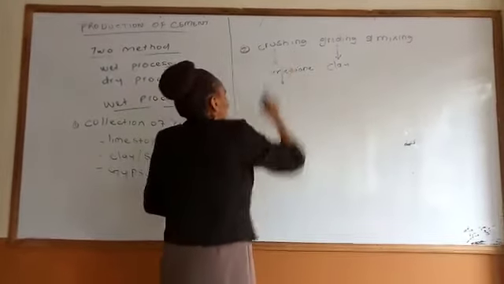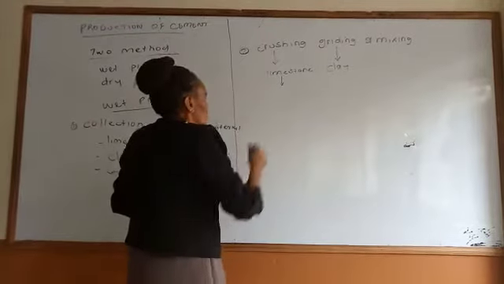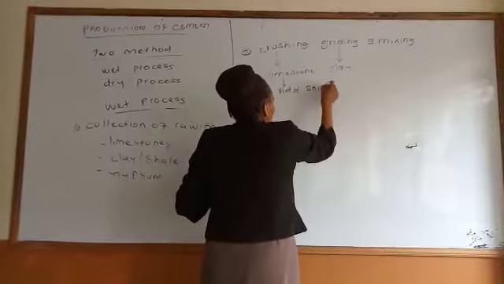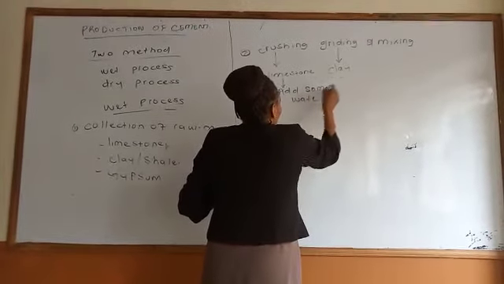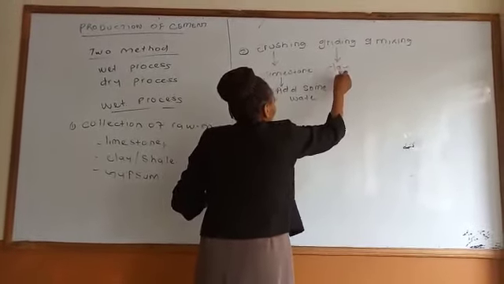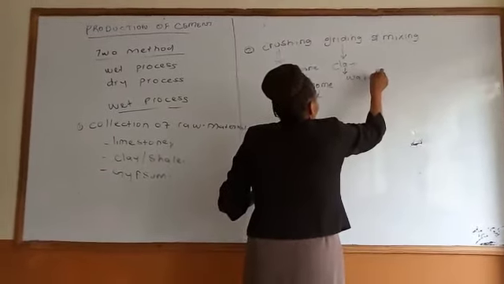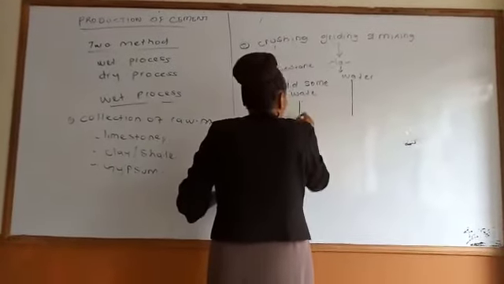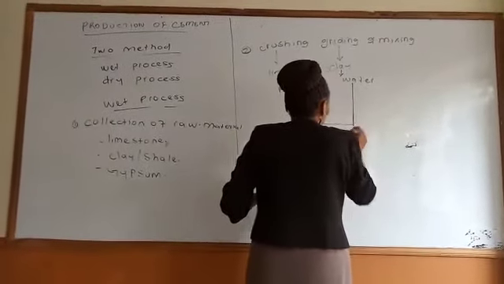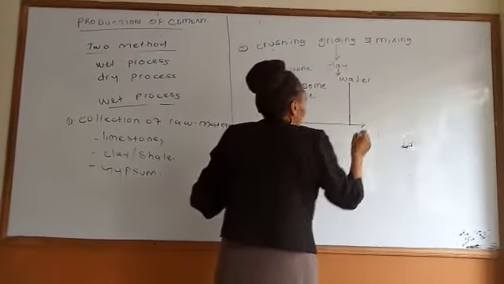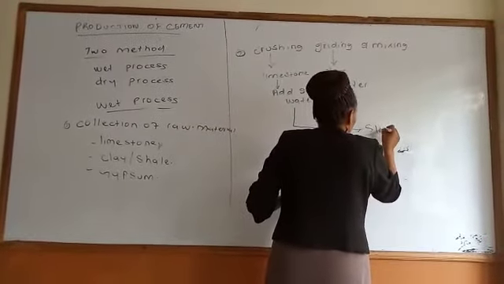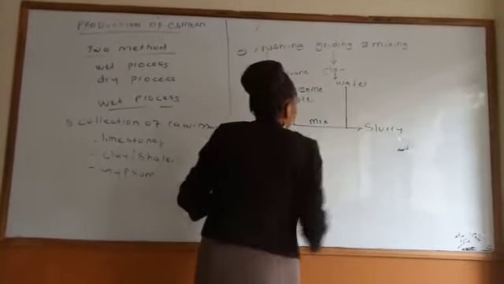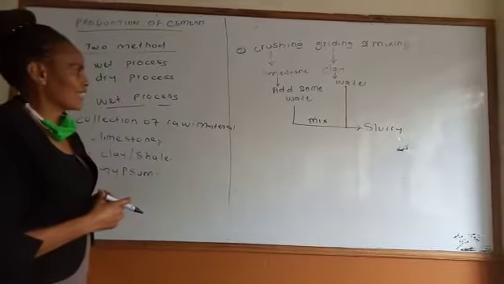So after crushing the limestone, you add some water, and also you add water to the clay. Whatever you get, you mix them to get what we call the slurry.